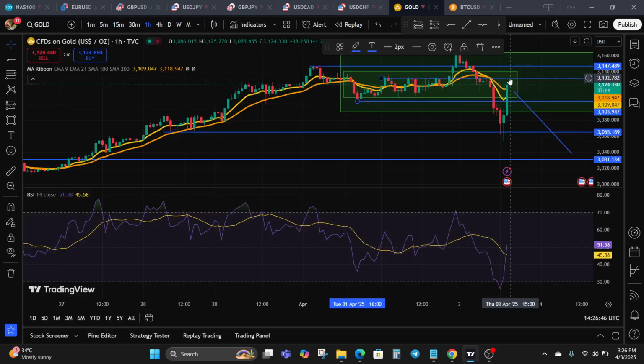If we have a breakout to the upside, we might see price retest this or even this, right? But if there is a rejection, then price might come down back to the 30.65 zone.